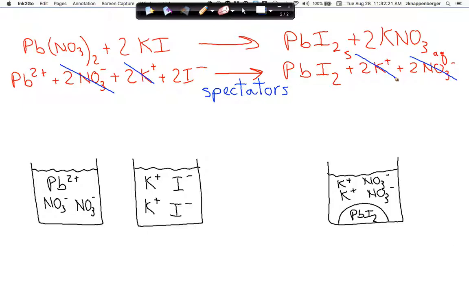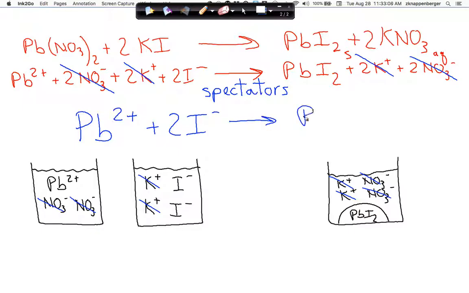So now here's what we're going to do. We are going to now go down here and we are going to pull the spectators out of our beakers. And now, guys, we can finally get to the representation that is simply of the chemistry that took place. So, guys, when we mix these two solutions together, functionally what we did is this. We took lead 2+ ions and we reacted them with 2 iodide ions, and when we did, we formed a lead 2 iodide salt.